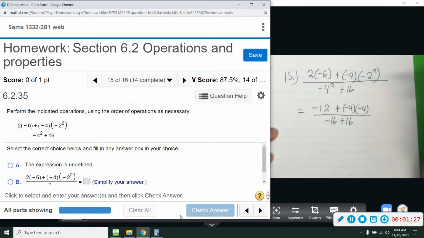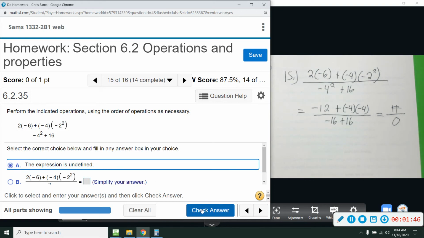Okay, so from right here, I can see my answer. The fact that when we simplify this bottom, this is going to give us 0 on the bottom. Doesn't matter what's on the top. This function is going to be undefined because of that. So I can stop there, and I will say that this expression is undefined.